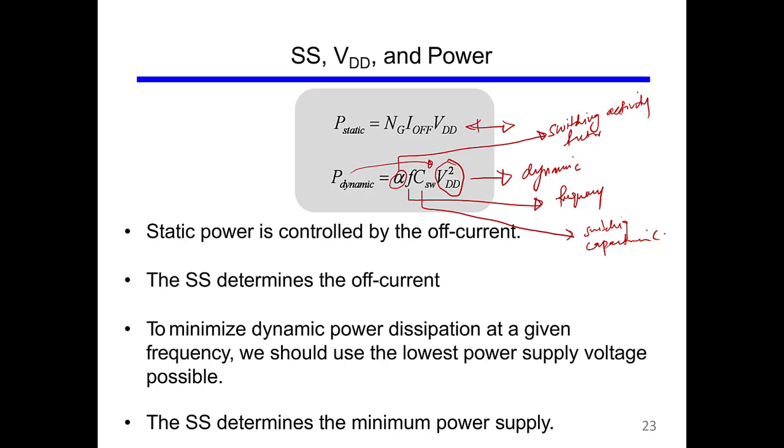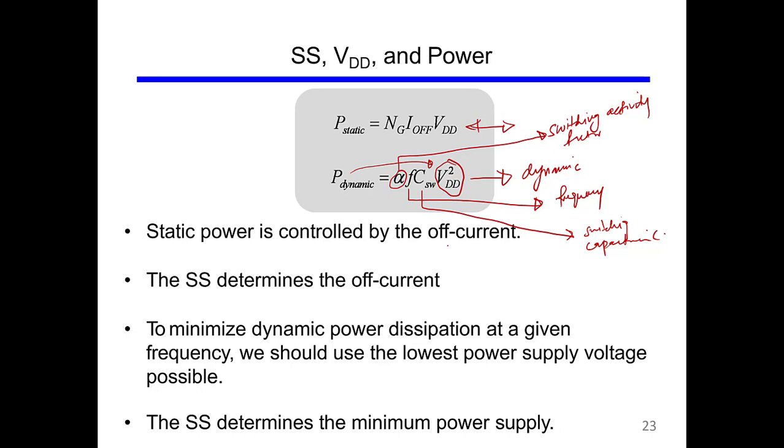Okay. So this formula tells us if you want to reduce the dynamic power, you have to reduce the frequency, you have to reduce the switching activity, you have to reduce the capacitance, and you have to reduce the supply voltage. And when we come back to the power consumption chapter, we will see how we can deal with these different kinds of factors to control the dynamic power.